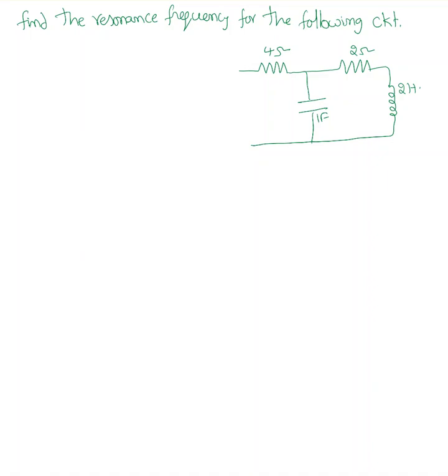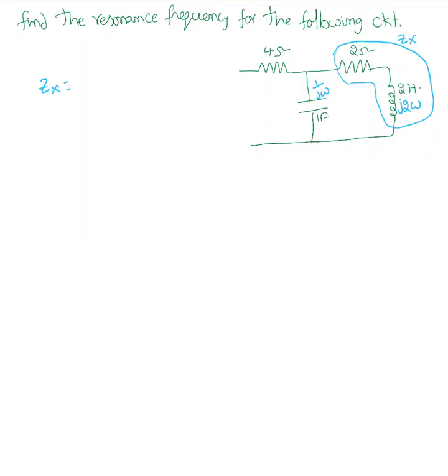Okay, now to find the resonant frequency, first thing I'm going to convert this into j omega, so frequency domain. So this is 1 over j omega, this is 2 j omega, that's 2 ohms. Okay, now I need to find the total impedance. These two are in series. That series combination is parallel with 1 over j omega. So I'm going to call this Zx and I'm going to call this Zy.